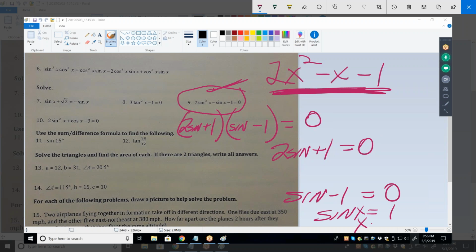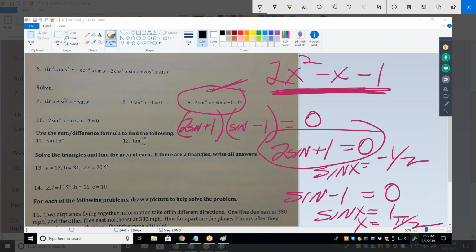Let's just restrict our answers to the unit circle for the moment. Where is the sine equal to 1? Pi over 2. So that's one answer. And then if you solve that one, what do you get? Sine x equal what? Sine of negative 1/2. Where does that occur? Quadrant 3, which is 7 pi over 6. That's the third quadrant. How about the fourth quadrant one? 11 pi over 6. Good.